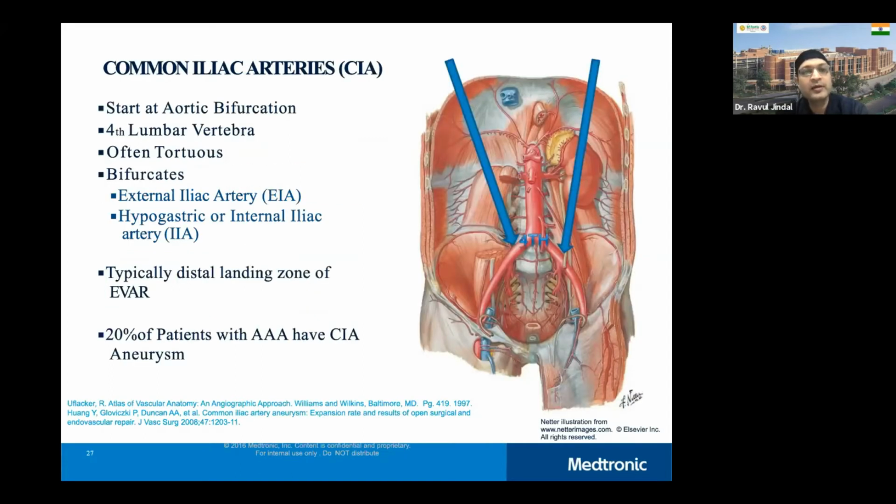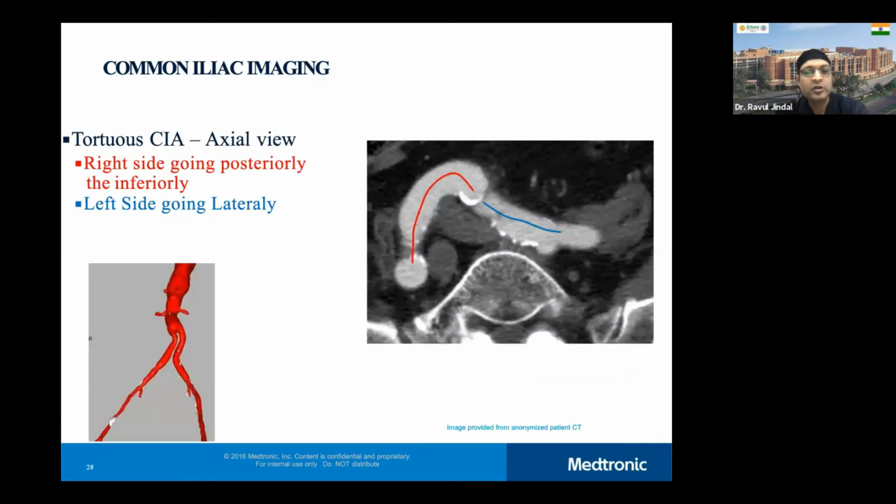Coming to the common iliac artery, it starts at the aortic bifurcation, and it's sometimes very tortuous. It divides into the external iliac artery and the internal iliac artery. Most of the time, the distal landing zone is in the common iliac artery. Important to know, in 20% of patients this could be aneurysmal. If it is aneurysmal, then we have to land our stents in the external iliac artery. So this is how it looks. It goes posteriorly and inferiorly on CT scan, and the left side goes laterally.